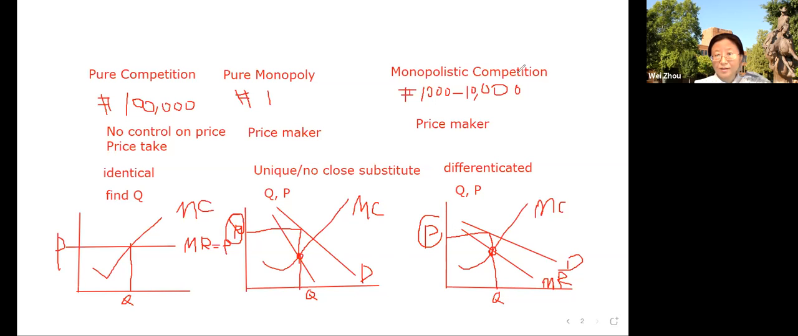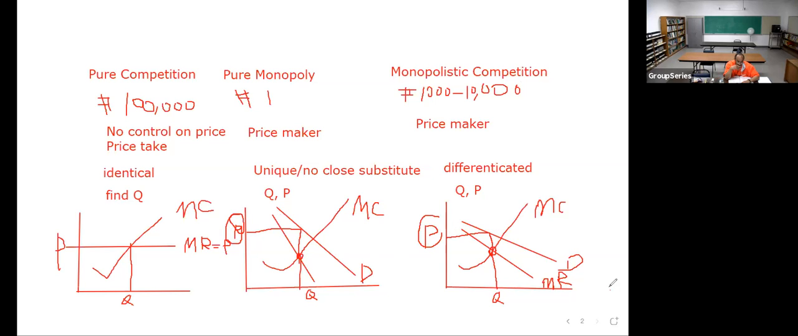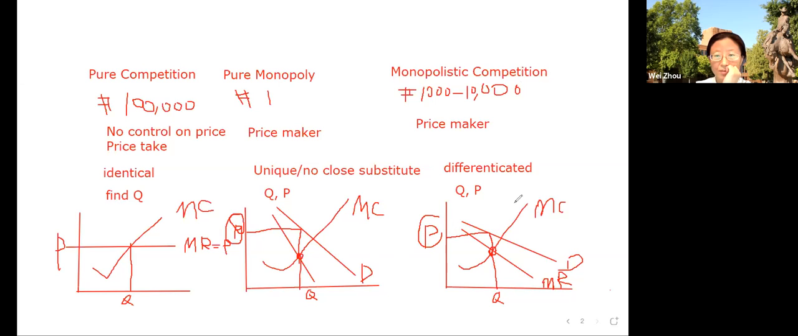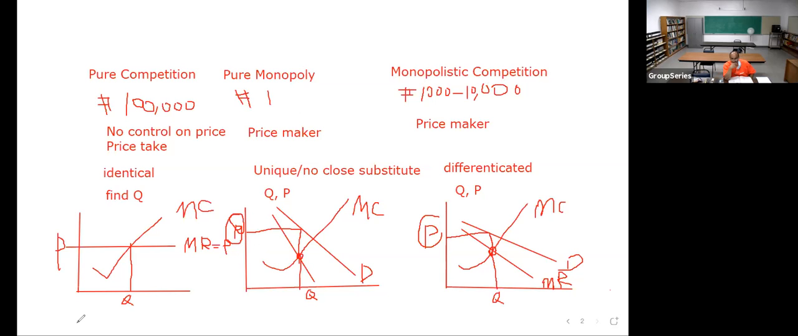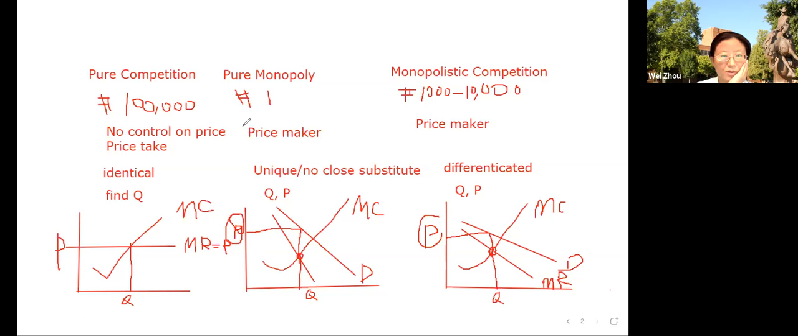All right. Am I going too fast? No. Okay. So now let's take a look. We know how to decide the output level and price to maximize your profit. So the next question is, can you sustain the long-term profit? Can I erase this part? Sure. Okay, because I have no space here, so let's erase this part.